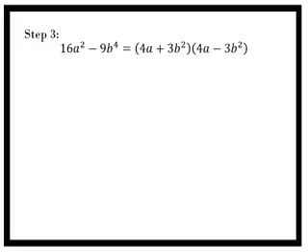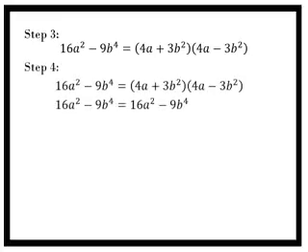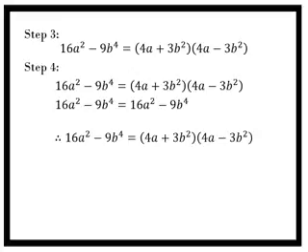To the general formula, it will become 16a squared minus 9b raised to the power of 4 is equal to 4a plus 3b squared multiplied by 4a minus 3b squared. And by checking our answer and by multiplying our factors by FOIL method, we conclude that 16a squared minus 9b raised to the power of 4 has the factors of 4a plus 3b squared and 4a minus 3b squared.